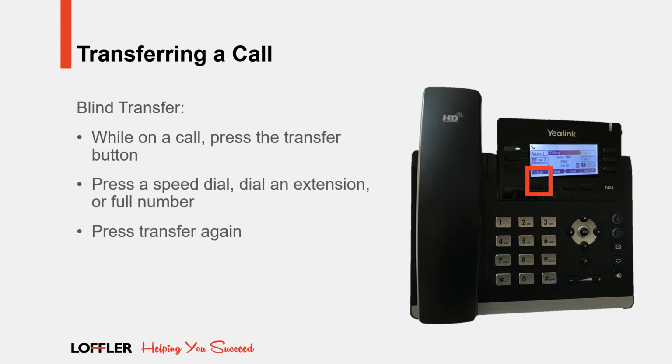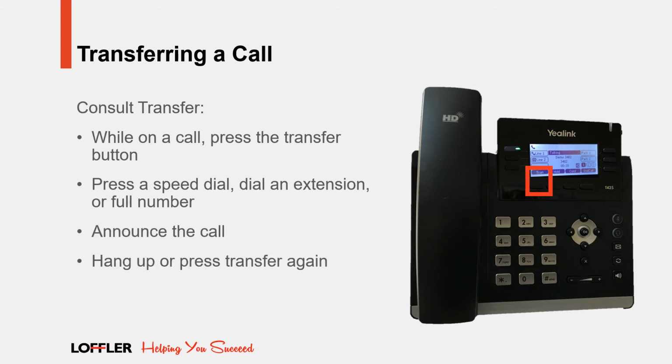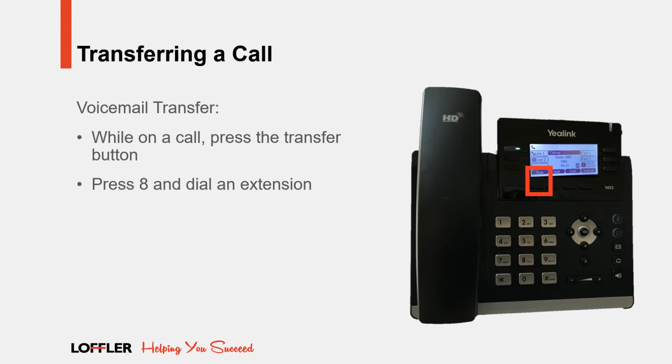To do a blind transfer while on a call, press the Transfer button or Transfer soft key. Press a speed dial, dial an extension, or a full 10-digit number, and press Transfer again. To complete a consult transfer while on a call, press the Transfer button or Transfer soft key. Press a speed dial, dial an extension, or a full 10-digit number, stay on the line and announce the call, then hang up or press transfer to complete the transfer. To transfer to someone's voicemail while on a call, dial 8 and the extension.